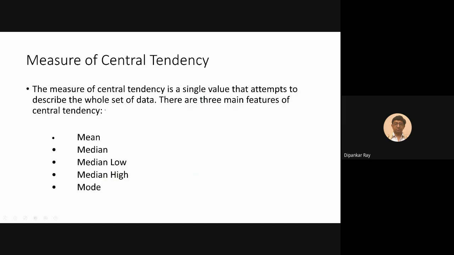So mean, median, median low. There are two extra features, median low and median high, and then mode. You can write your own code for mean, for median, for low and all these things. But the functions are already available in Python. But for this you have to call them.